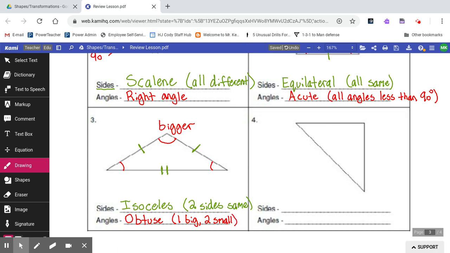Perfect. So those are all our names. We have scalene, equilateral, isosceles for naming by side length, and then we have right, acute, and obtuse. I want you to try to name number 4 on your own. So pause, come back, and see if you can name it.